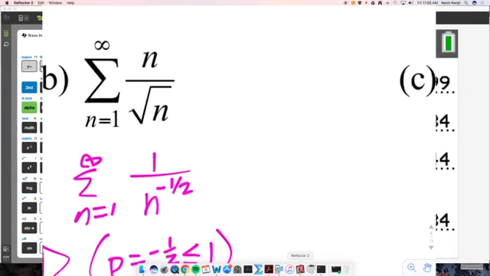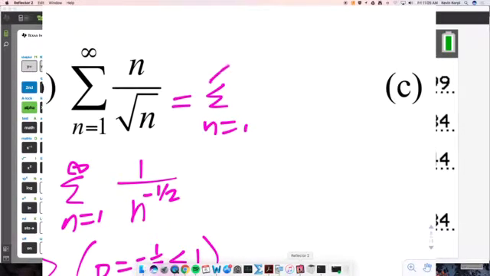No. You could actually, if you wanted to do it this way, you could say it's the sum from 1 to infinity of the square root of n, and now you could say it diverges by what?